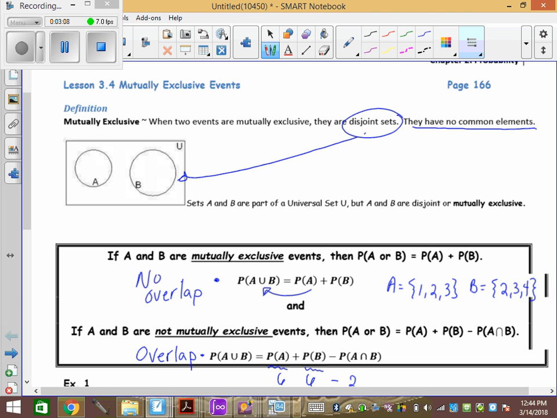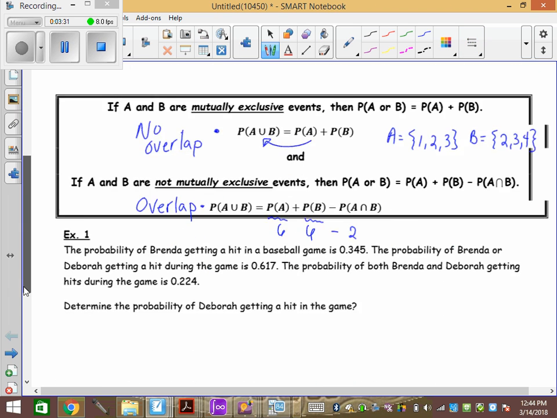The good thing is they're in alphabetical order. Mutually exclusive, not mutually exclusive. M, then N, right? They're in alphabetical order. Mutually exclusive, not mutually exclusive. Okay? Mutually, not mutually. M, N. All right? So let's go through example 1 so this makes sense.